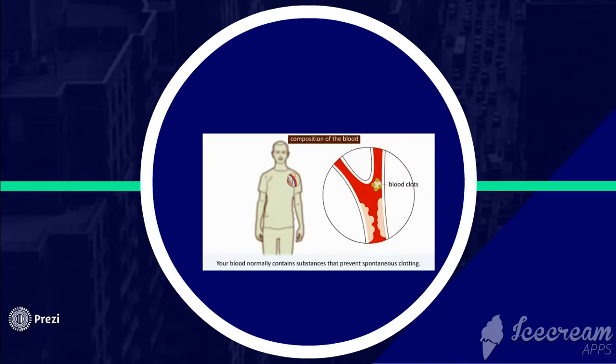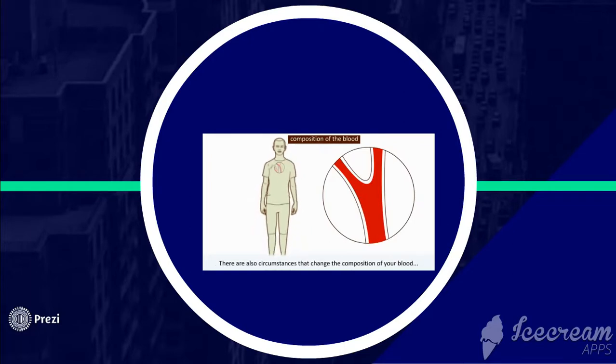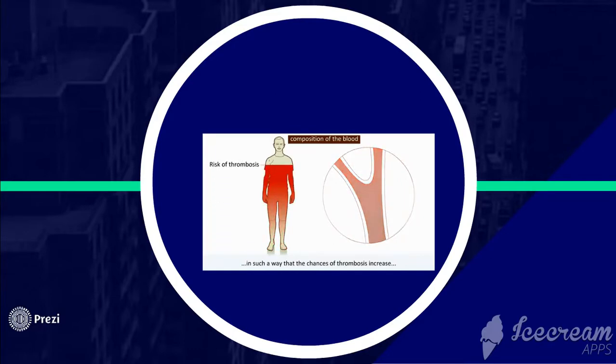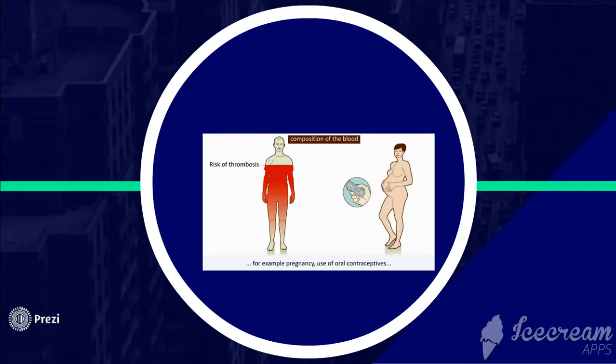Your blood normally contains substances that prevent spontaneous clotting. If these substances are completely or partially lacking, thrombosis may occur. There are also circumstances that change the composition of your blood in such a way that the chances of thrombosis increase. For example, pregnancy, use of oral contraceptives, and use of certain medicine.